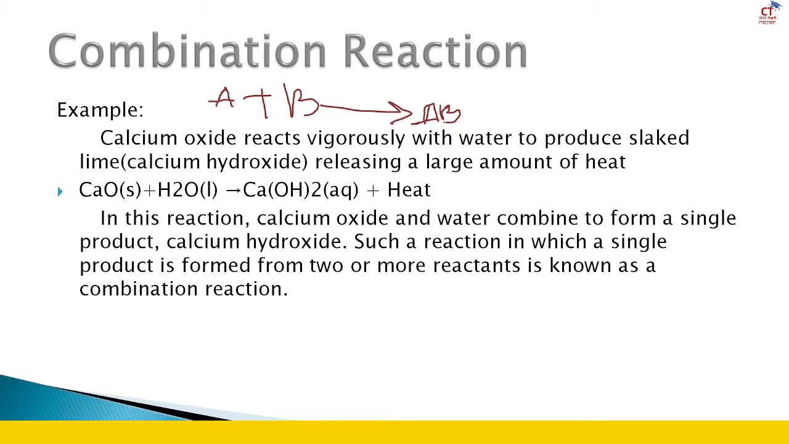Similarly, let's understand with the help of an example. Here we take the example of calcium oxide that reacts with water to produce calcium hydroxide and release a large amount of heat. This large amount of heat released means this is an example of an exothermic reaction. What is an exothermic reaction? Heat is released along with the formation of product. We will learn about exothermic reactions again after a few slides. In this case, the calcium oxide and water combine to form a single product known as calcium hydroxide, and this reaction is known as the combination reaction. I hope this is clear.